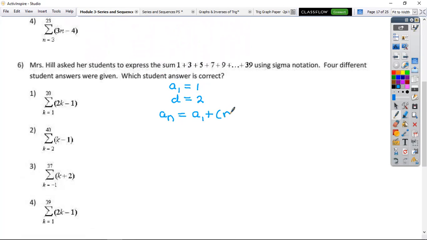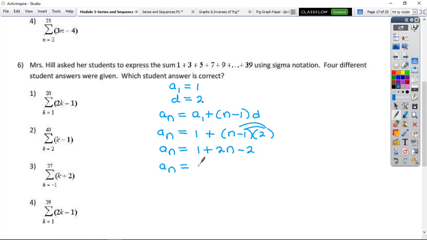And you're going to leave the ends there. So then you're going to do the distribution. So I have here a sub n is equal to a sub 1, which is 1, plus n minus 1 I'm going to leave. Common difference is 2. And distribute that. So a sub n is equal to 1 plus 2n minus 2. So my formula is going to say 2n minus 1.